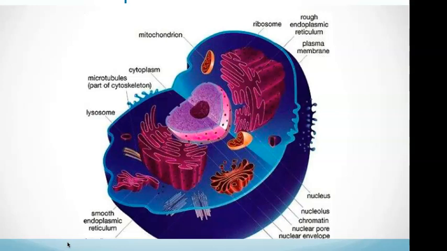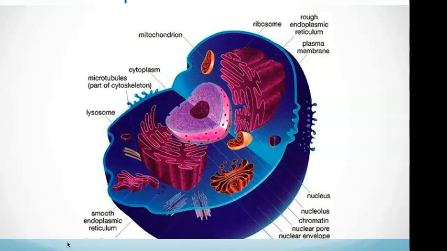All right, rough ER, which is up at the top by the ribosomes. So rough ER gets its name because it is studded on its outer surface with ribosomes. These are called membrane-bound ribosomes and are firmly attached to the outer cytosolic side of the ER. Rough ER is found throughout the cell, but the density is higher near the nucleus and the Golgi apparatus.